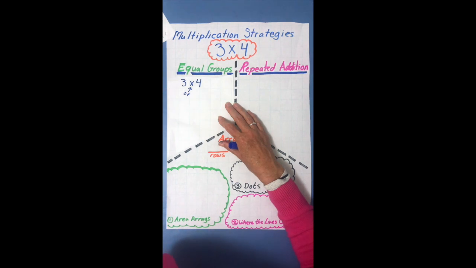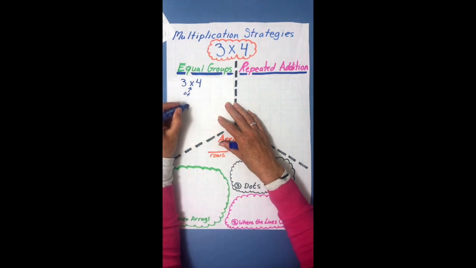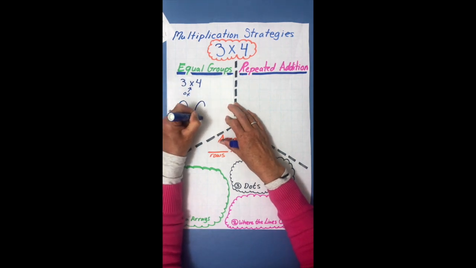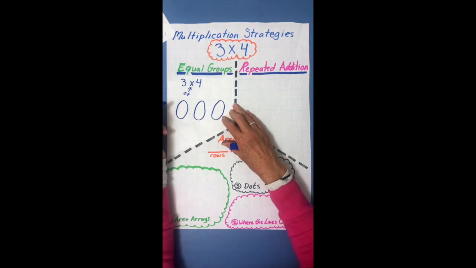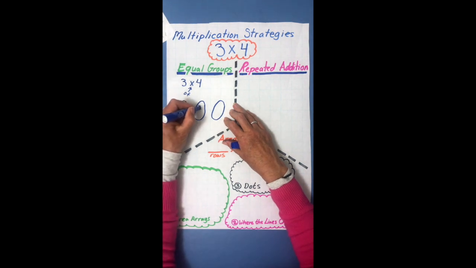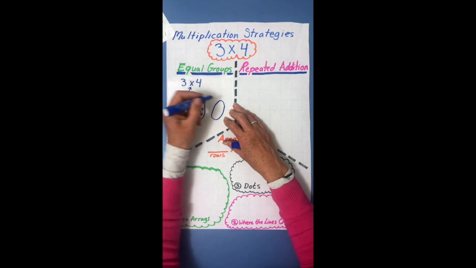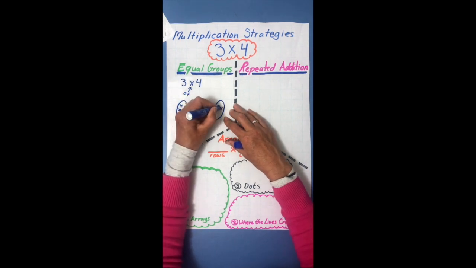So all I'm going to do is draw 3 groups. So 1, 2, 3. And I'm going to put 4 in each group. So 1, 2, 3, 4. 1, 2, 3, 4. And 1, 2, 3, 4.